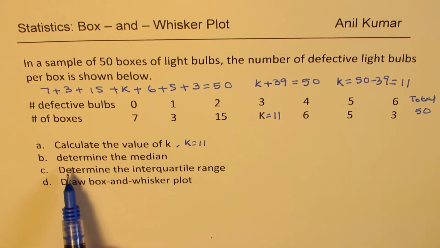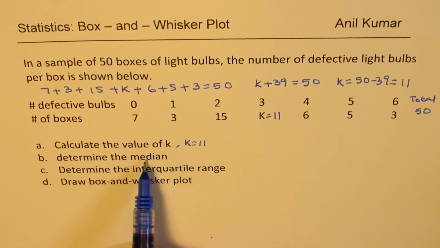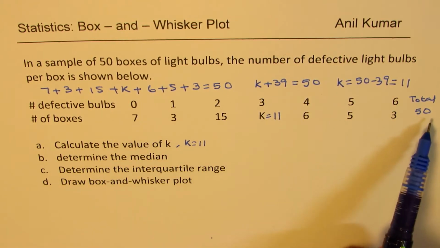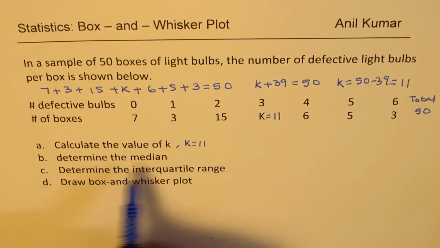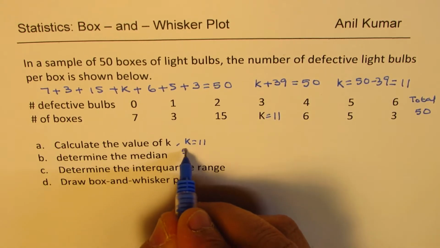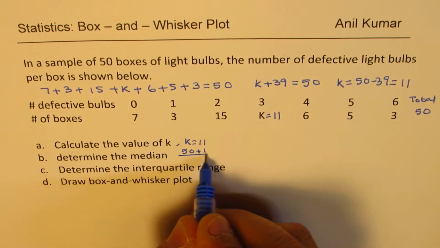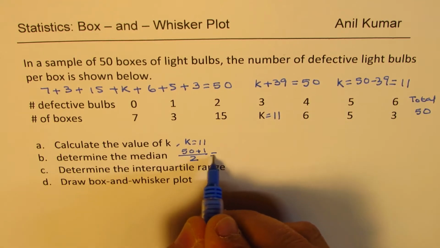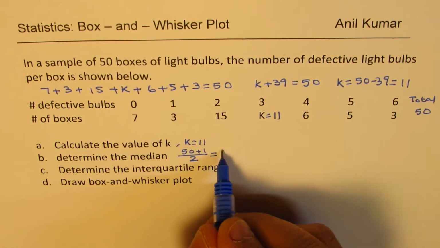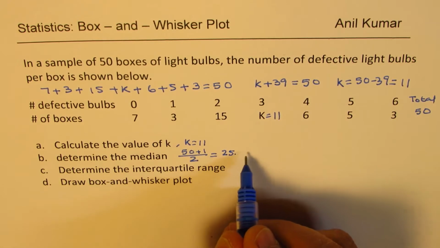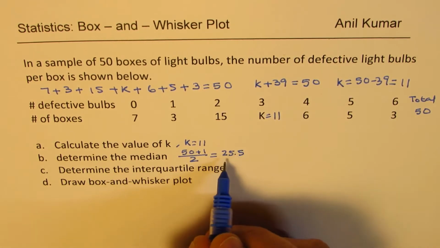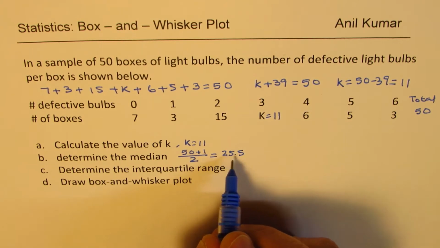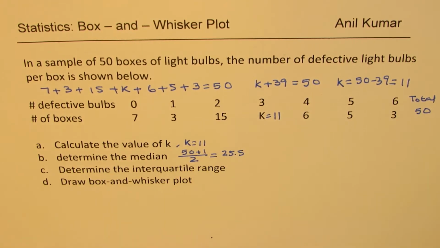Now the second question here is to determine the median. So median is the center value. With an even number of data, we have 50 here. So to find the median, we'll do 50 plus 1 divided by 2, right? So we get a value which is between 25 and 26, right? So we'll say 25.5. So between 25 and 26, we are looking for that value.